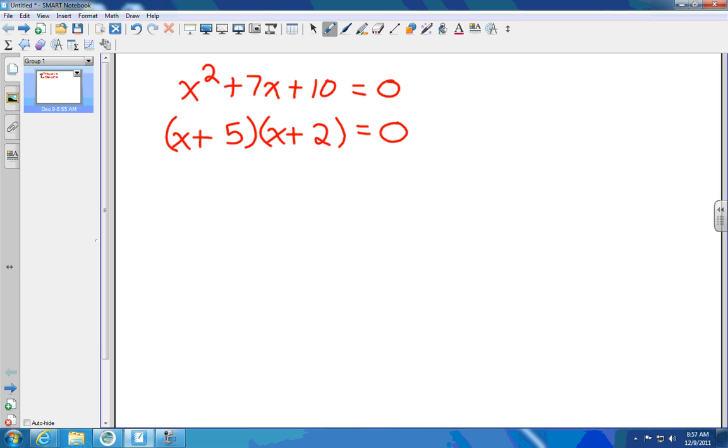So again, that's not the end. We have to tell you where they cross the x-axis. Where do those cross? So you need to write x equals -5 and -2. That's your final answer. That's where they cross.